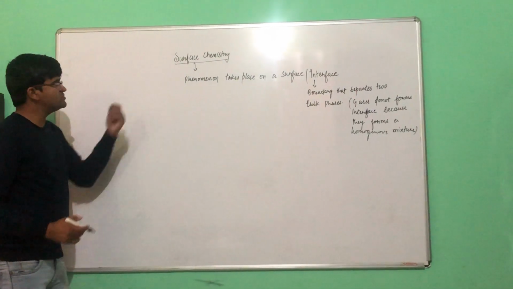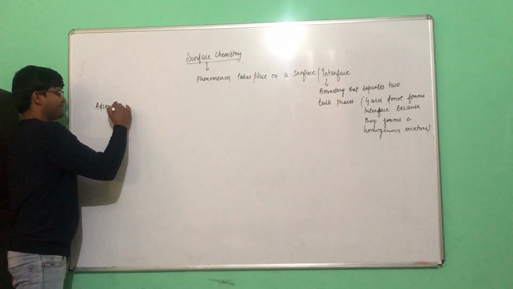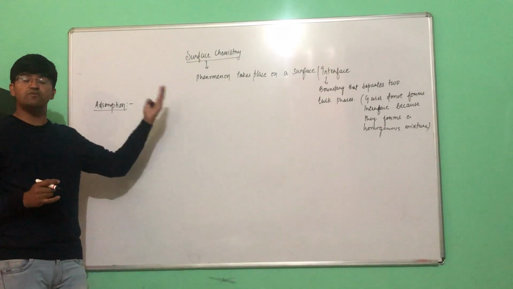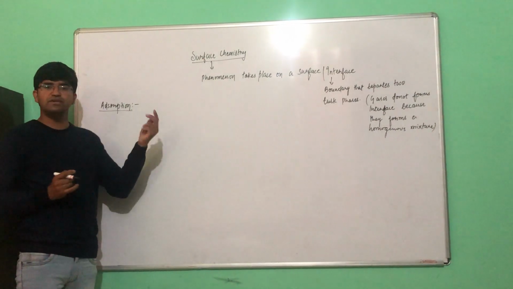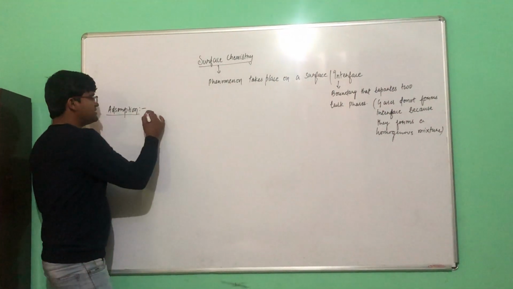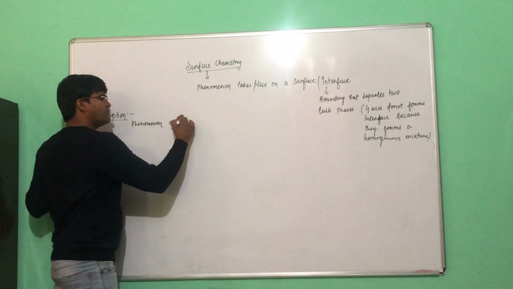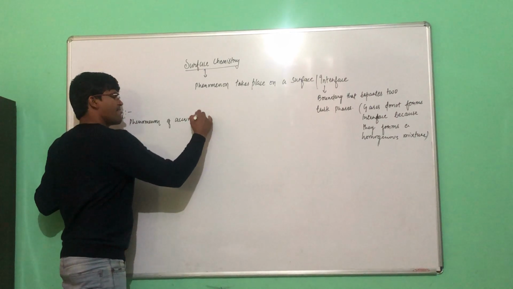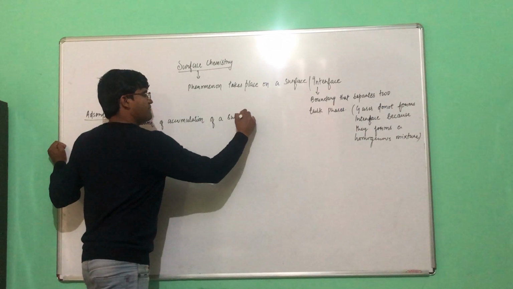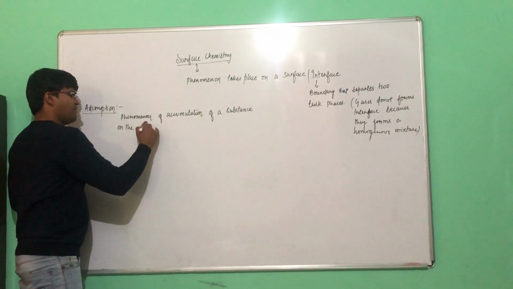Some common terminology used in surface chemistry. Adsorption. This term can be related to a solution also, because binary solutions are composed of solute and solvent. So adsorption is the phenomenon of accumulation of a substance on the surface.